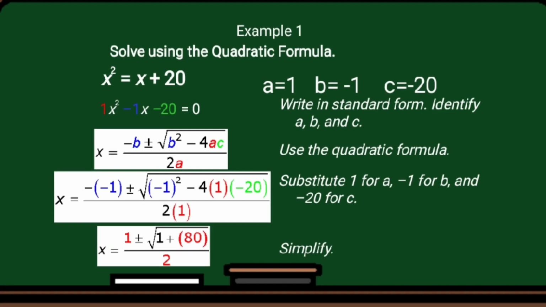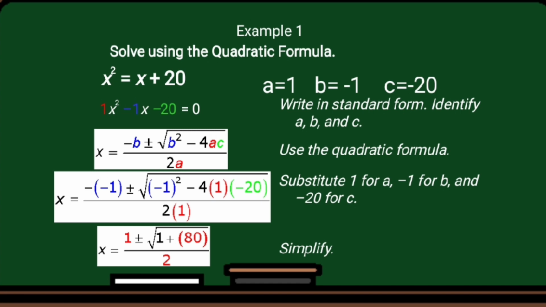Let's have example number 1. Solve using the quadratic formula. X squared is equal to x plus 20. Let's write first in standard form. X squared minus x minus 20 is equal to 0. The value of a is equal to 1. B is equal to negative 1 and C is equal to negative 20.